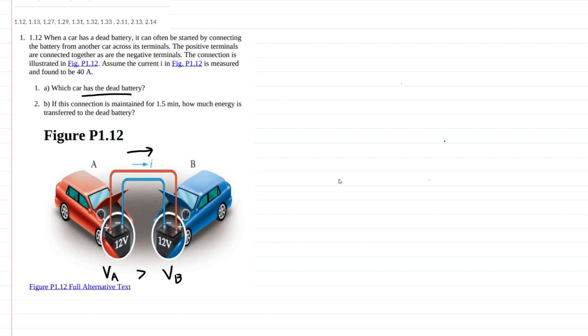We know this because conventional current always flows from high to low voltage, and we have a conventional current flowing from car A to car B. So we can say that car B has the dead battery, or battery B, doesn't matter. Car B is dead.